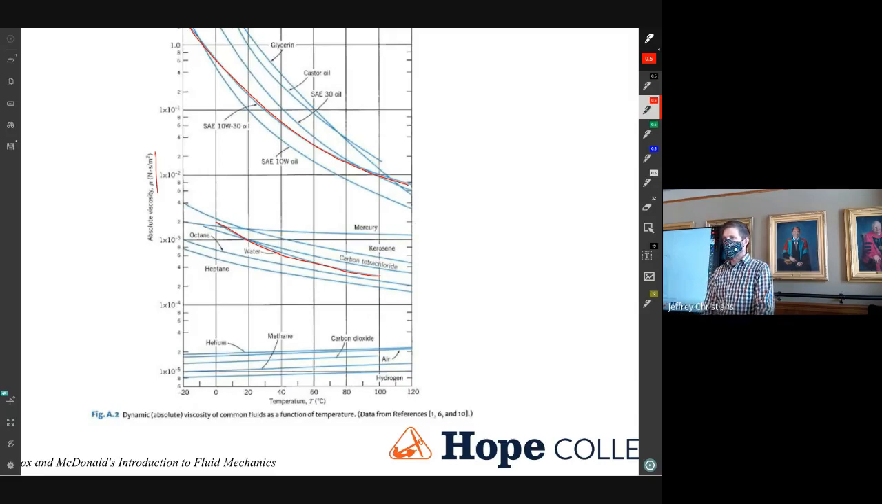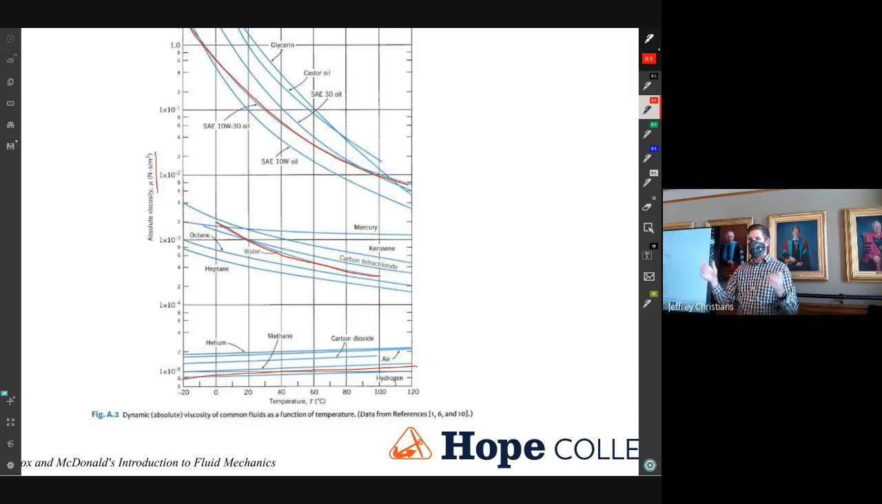But one of the interesting things about gases is they actually go the opposite direction. So liquids get thinner as the temperature goes up. Gases get thicker as the temperature goes up. So gases all have this slope where you get higher viscosity as the temperature goes up. And again, this is because viscosity is friction of moving layers.